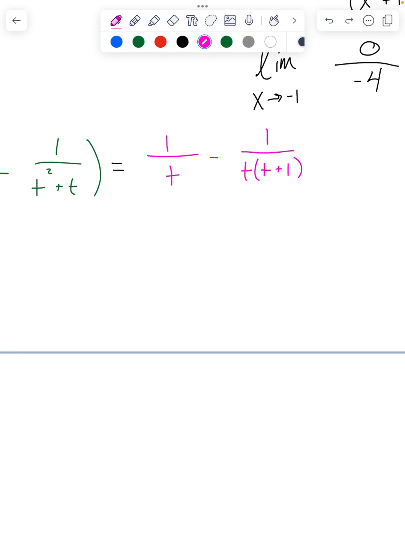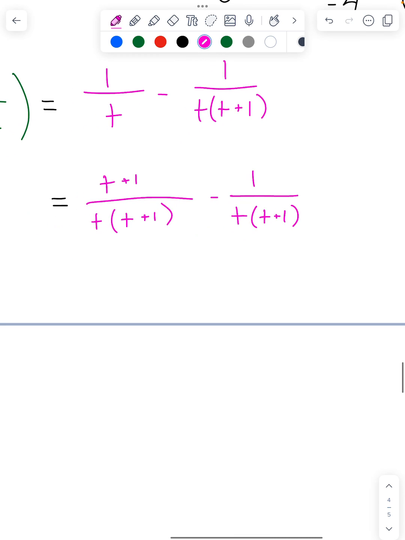So here's what I'm going to do. Let me see if I can get this denominator to look like the more complex denominator. How would I do that? If I multiply by a t plus 1 on the top and bottom, now I've got like denominators.